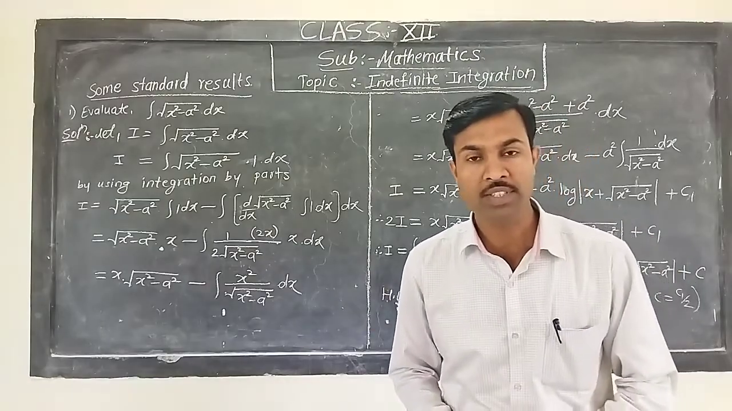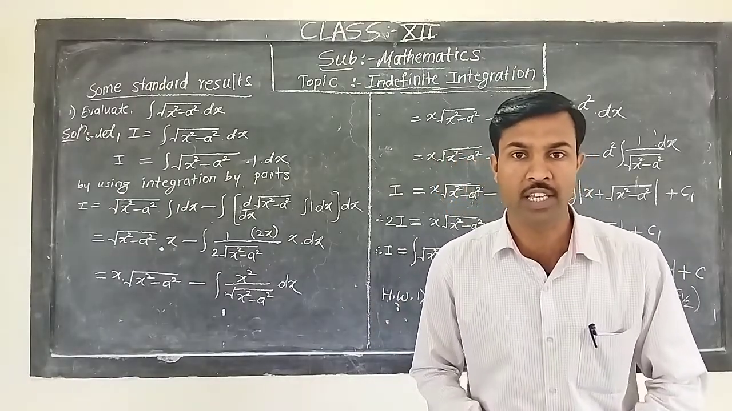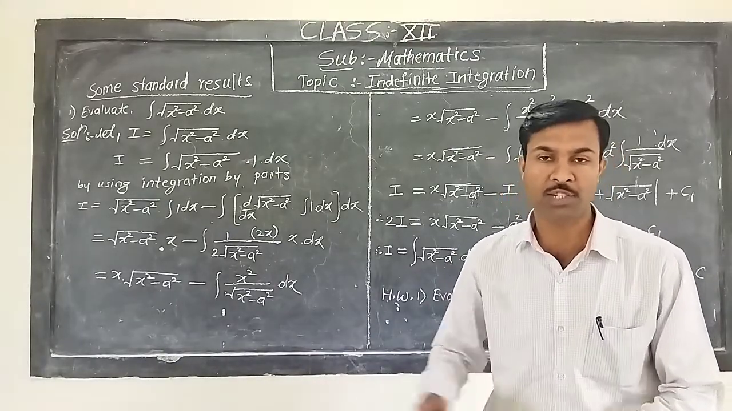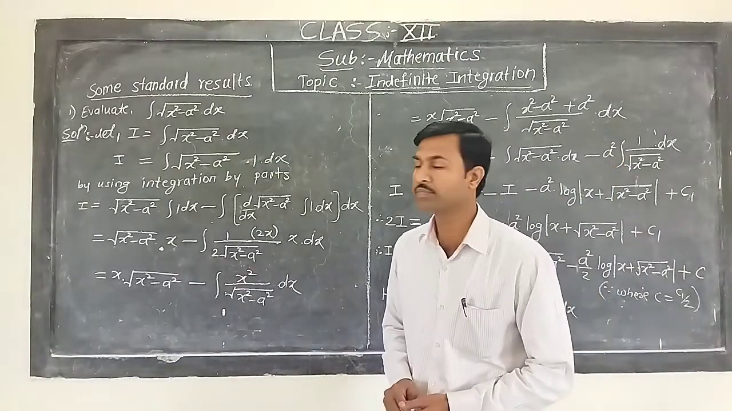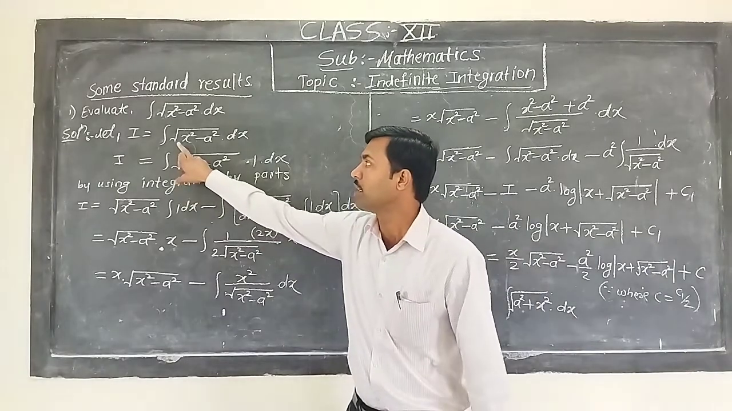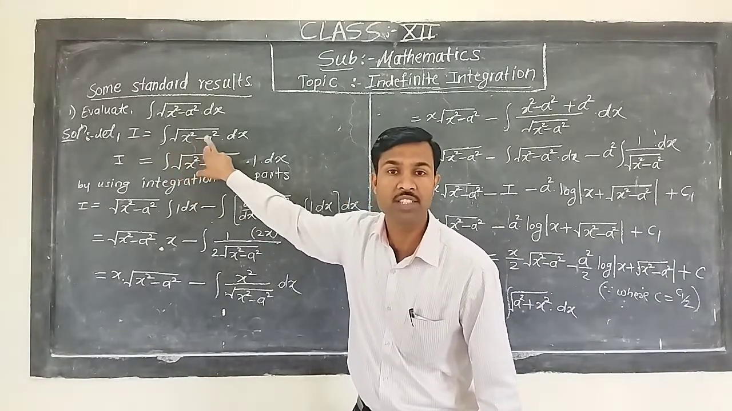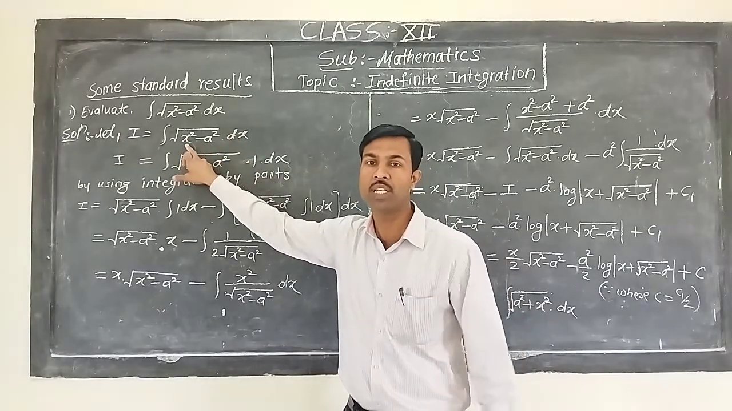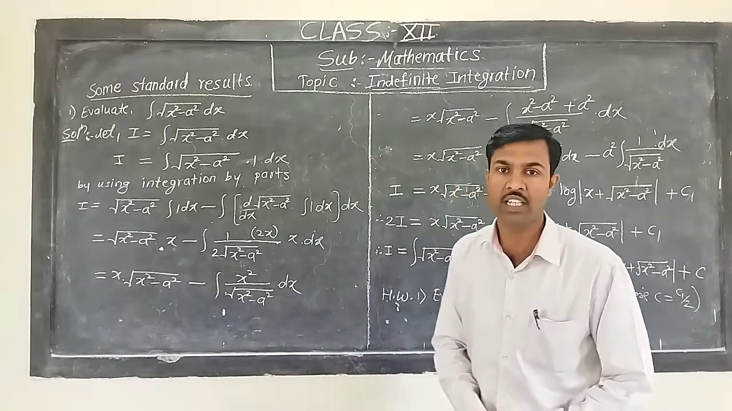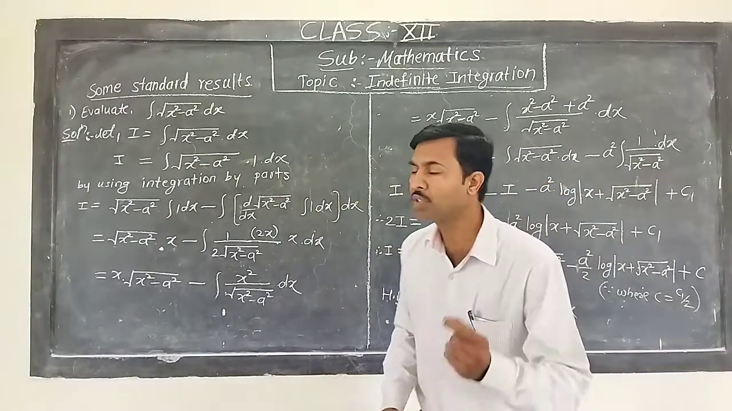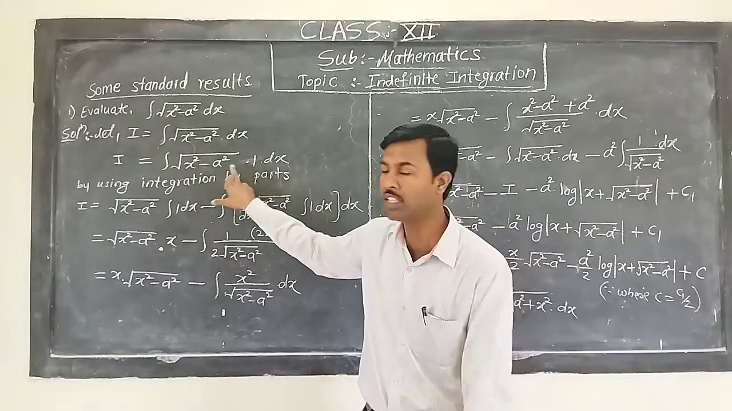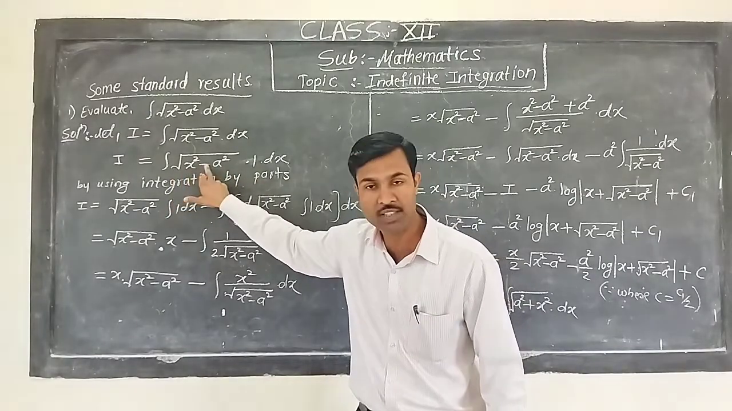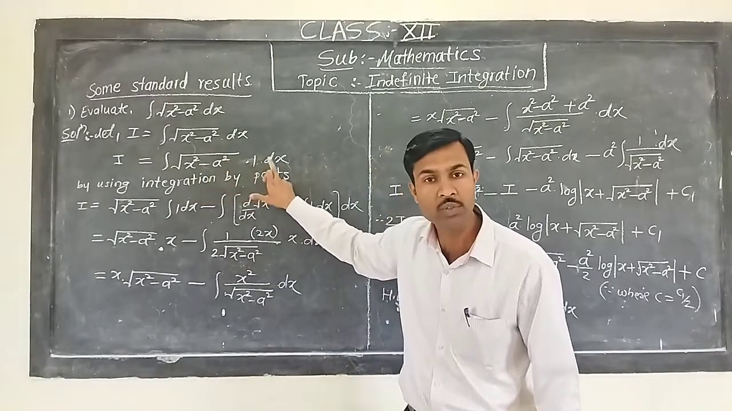Here another problem is the integration of under root of x square minus a square into dx. It is the same as the last problem. Now friends, if you see, there is only one term, the integration of under root of x square minus a square into dx. There is only one term of root here, and we can't find its integration directly. So what we have to do? We have to just take 1 in multiplication, so that this term will be the integration of under root of x square minus a square into 1 into dx.